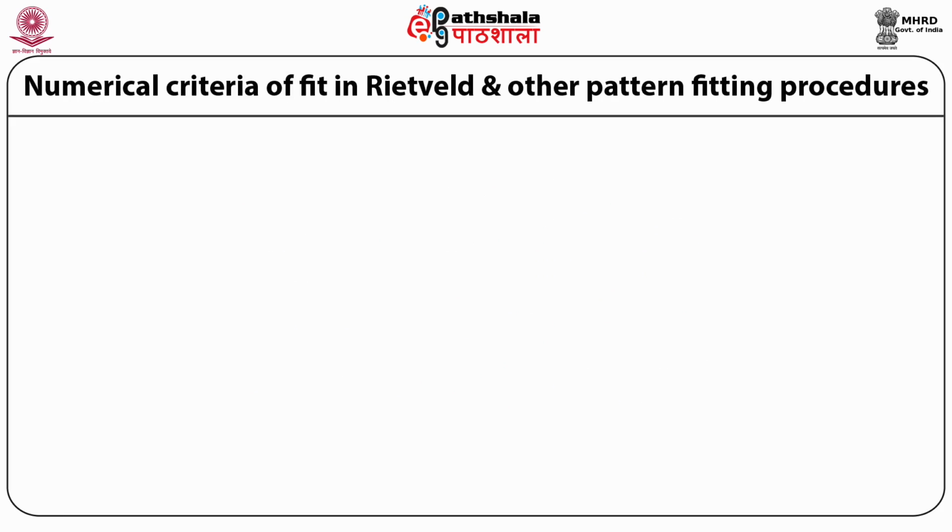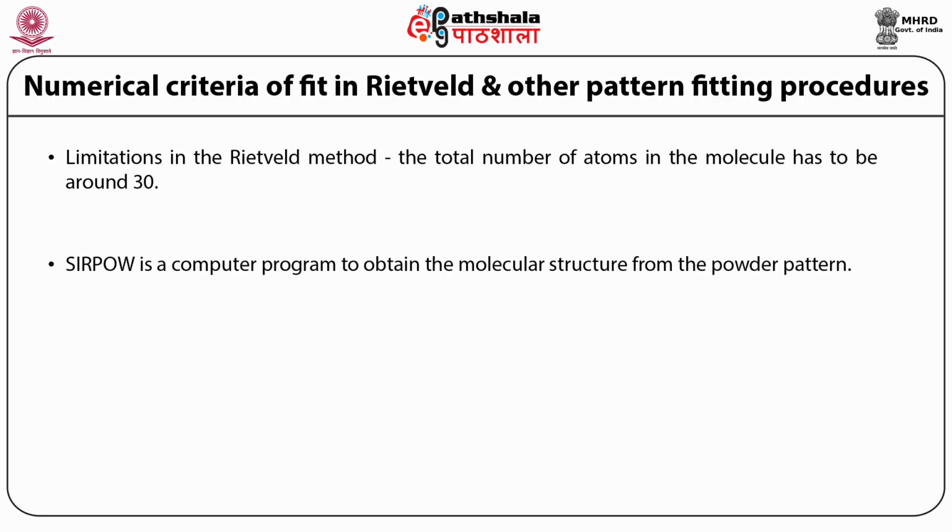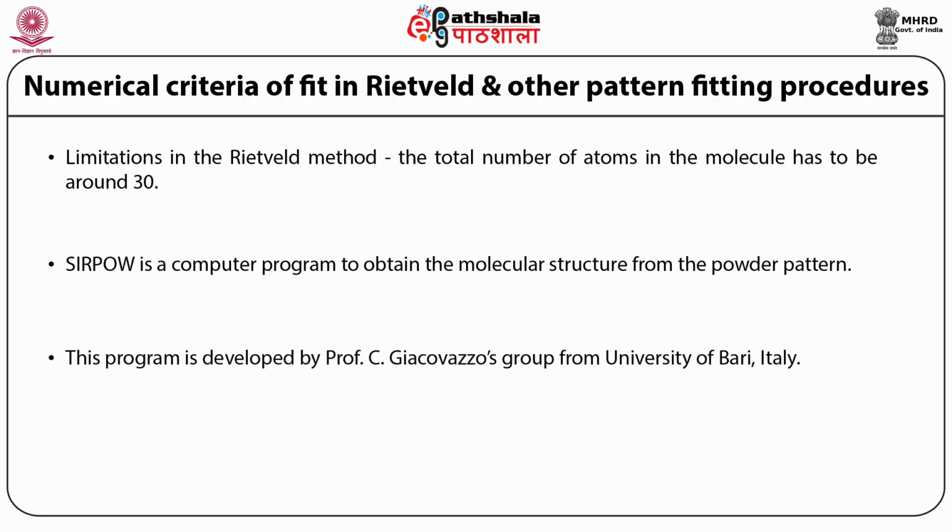For the three-dimensional structure determination by using X-ray powder diffraction, there are certain limitations in the Rietveld method. Total number of atoms in the molecule has to be around 30. The computer program SAPI is used to obtain the molecular structure from the powder pattern. This program is given by Professor Giacovazzo and his group from the University of Bari.